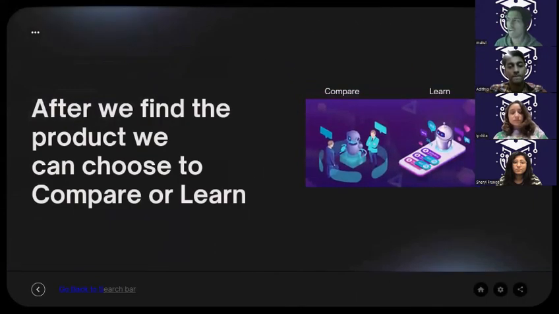All right. After we find the product, what am I supposed to do with it? Well, like I told you before, we can either choose to compare or learn. Comparing in my case would be from a Samsung point of view to an Apple. So that is how I compare. And if I want to learn, for example, I don't know how to do photography. And if I'm buying a new DSLR, I would love to learn how to use it. So this app is going to help me do that.